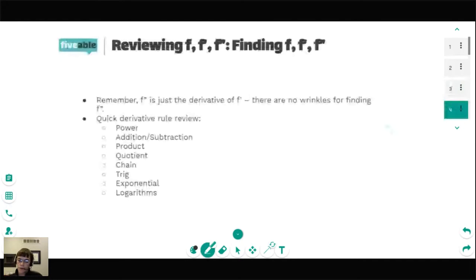Let's start by reviewing f prime and f double prime by looking at how to find them. Remember, f double prime is just the derivative of f prime. There are no wrinkles for finding f prime. You'll see here I'm using what's called Lagrange notation, which is commonly used in these problems. If we have f of x, f prime is equivalent to dy/dx, and f double prime is d squared y/dx squared in Leibniz notation. On the AP exam, although you will see Leibniz notation used elsewhere, they will generally use the Lagrange notation with the prime marks or apostrophes for these problems, for typographical reasons, because it makes a lot more sense.